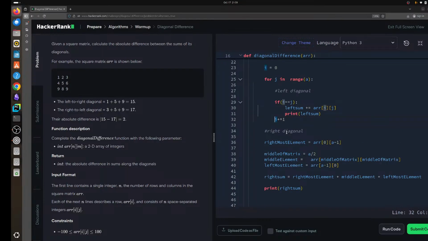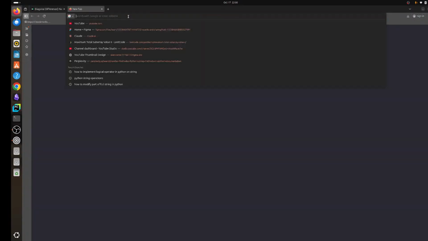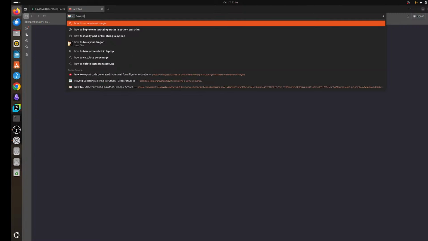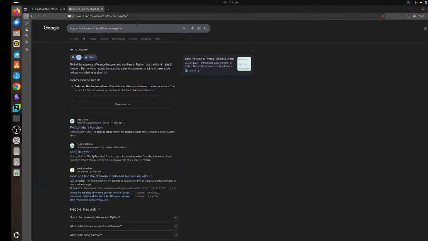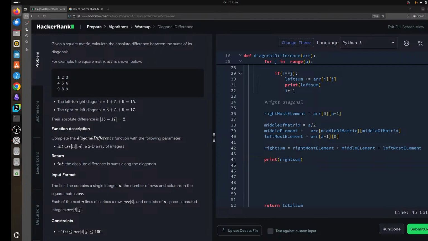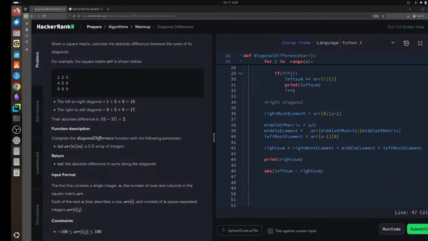No, inside. Now, how to find the absolute difference in Python? abs of, sorry, left sum minus right sum. Print.